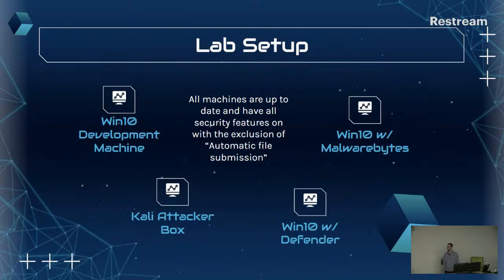So for our lab here, what I've set up at home, I have my Windows 10 development machine where I'm compiling all of my payloads, a Kali box just to have a listener running, and then a Windows 10 with Defender and a Windows 10 with Malwarebytes. These are all up to date with the most recent signatures and Windows updates. All machines also have all of the security features turned on, with the exception of automatic sample submission, which I'll cover why in a little bit, because it's annoying and it will ruin all of your research.